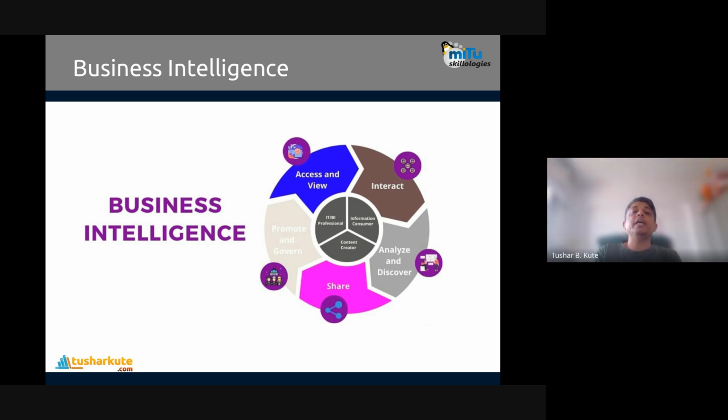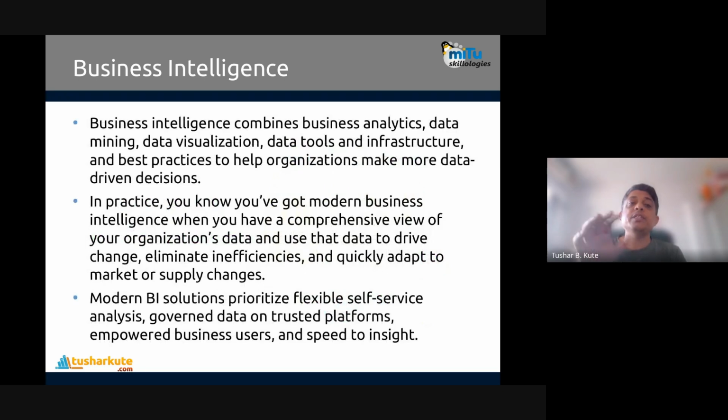Every kind of data which revolves around your business will be used here in business intelligence. Business intelligence combines business analytics, data mining, data visualization, data tools, and infrastructure with best practices to help organizations make more data-driven decisions. Decision making is the primary aim of it. I want to decide something, I want to perform some operations in this particular process. So we'll be handling previous data, our collected data, and with the help of it, these decisions are made.